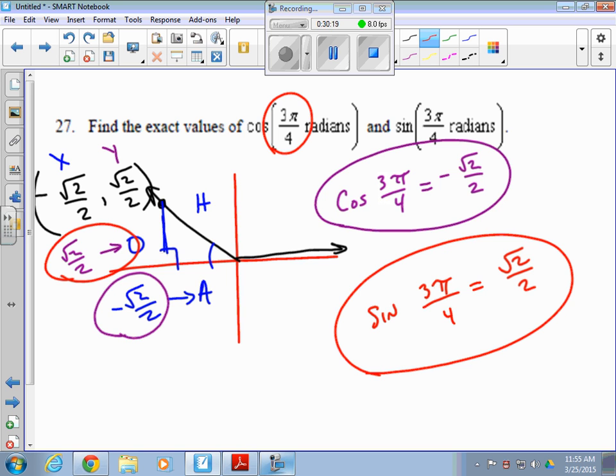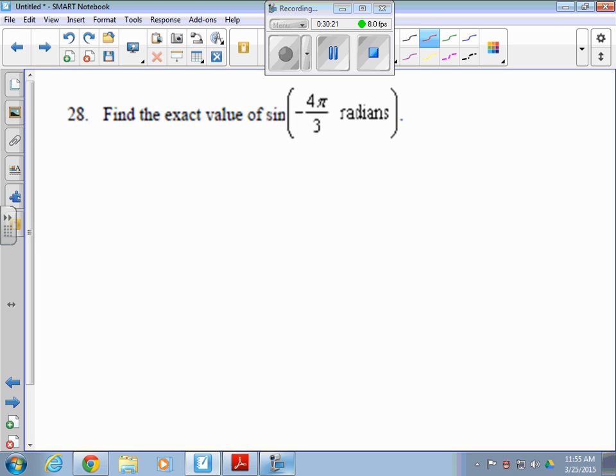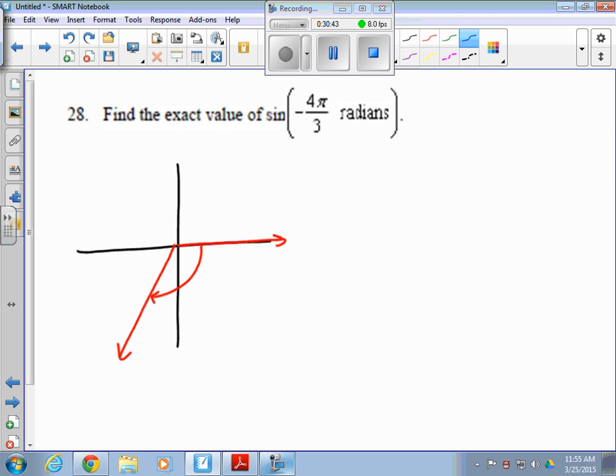We're going to do the same thing for number 28. It says find the exact value of sine negative 4 pi over 3. Again, go on your unit circle and find 4 pi over 3. Now the negative is going to come into play here because this angle, since it's negative, opens up like this. And it gets to this point right here. You can see that this one is 4 pi over 3. But we're not interested in that one.